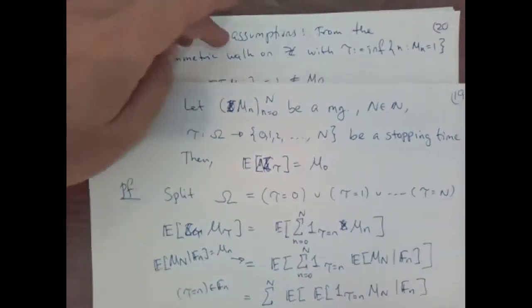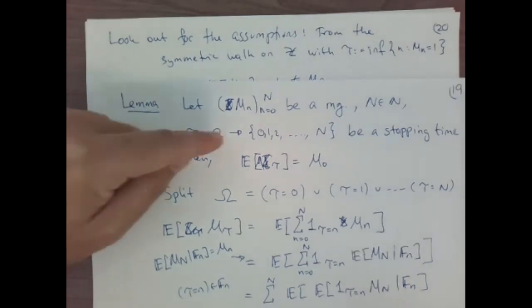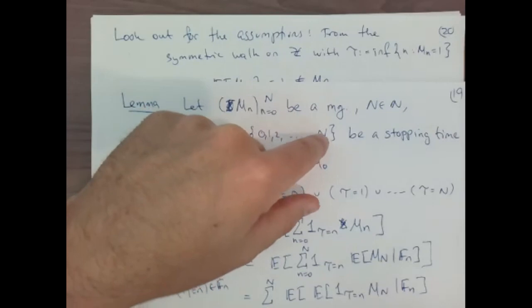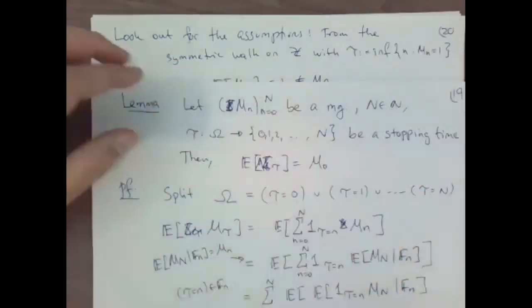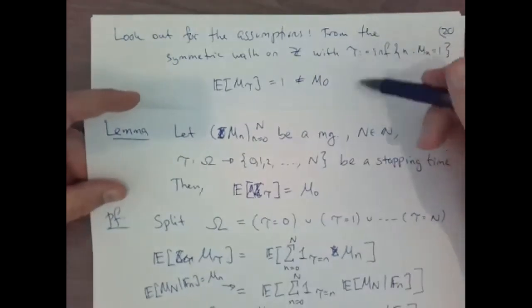Right, so that's what I mean, look out for the assumptions. To use this lemma, you need to have the property that the stopping times do not take values that are arbitrarily large. There has to be some upper level where you get a cutoff. And the counterexample was the one we just talked about.